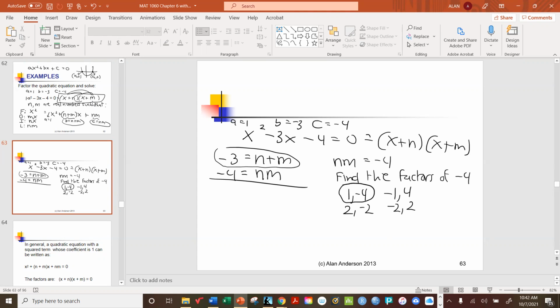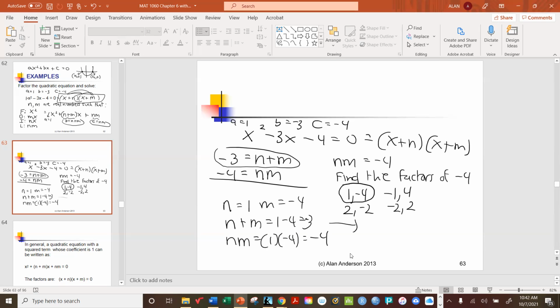Okay, so in other words, if you take the numbers 1 and -4, let's say that we decide n is 1, m is -4. Then n plus m is -3, and n times m is -4. So that satisfies the requirements. This implies that n plus m equals b, and n times m equals c.